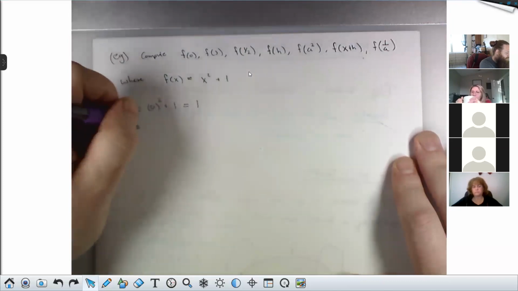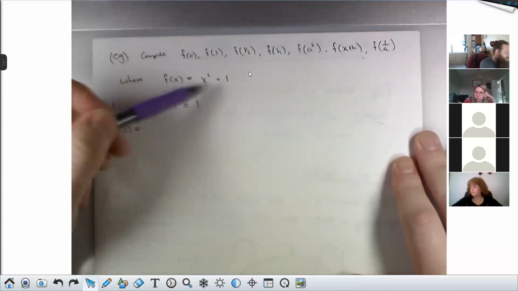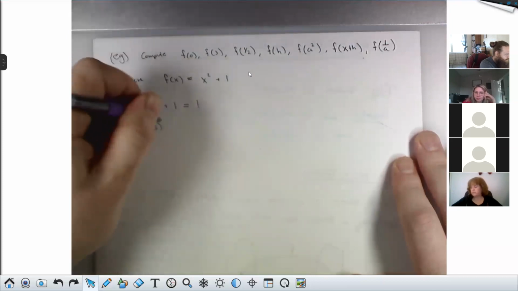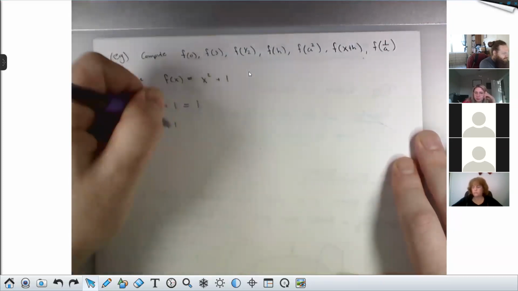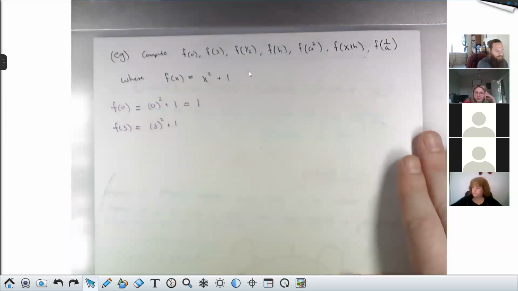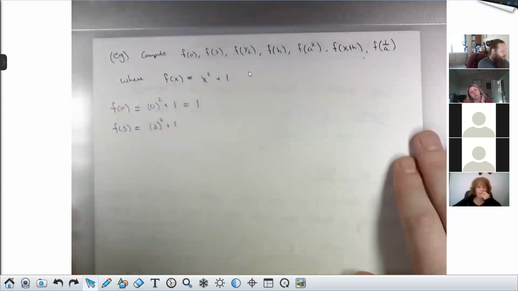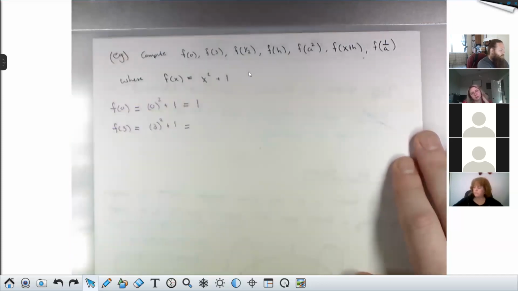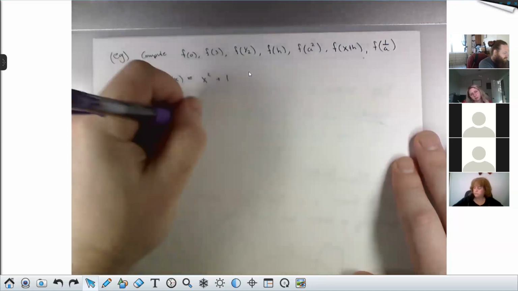If I want f of 3, that means I look at this formula for f of x and I just swap the x for a 3. You'll see me doing this in parentheses. That's a really good habit to get into, especially when you get to these slightly more complicated things. So anytime you plug into a function, at least in your very first line, use some parens where you're plugging in. 3 squared is 9, 9 plus 1 is 10.